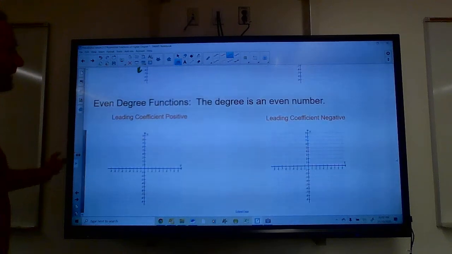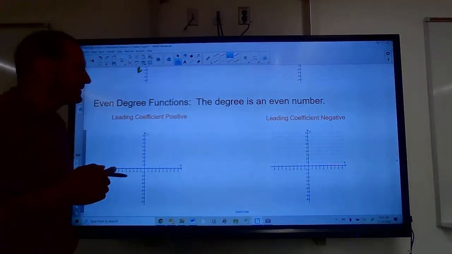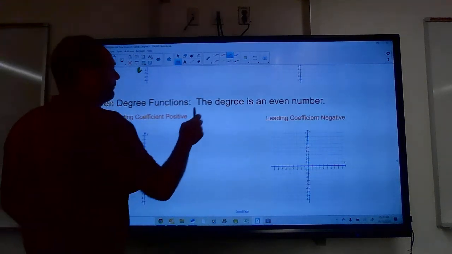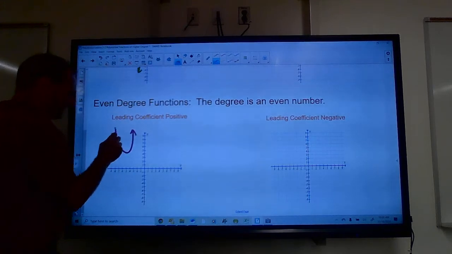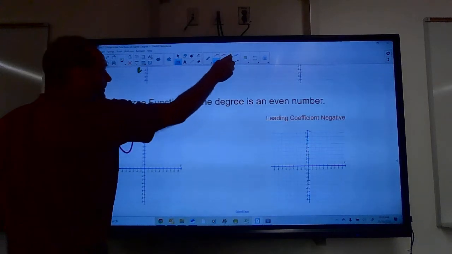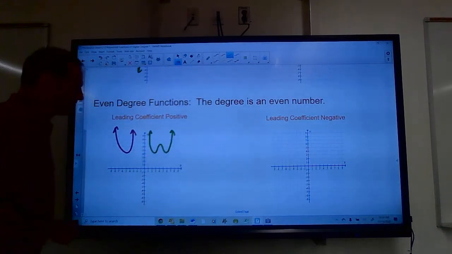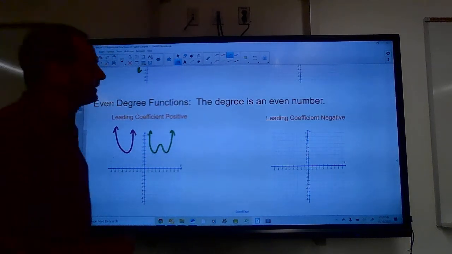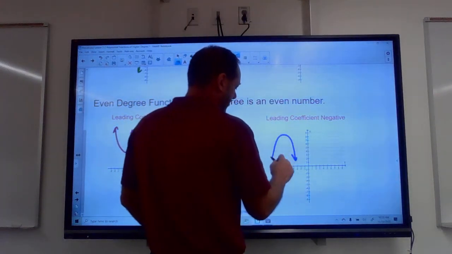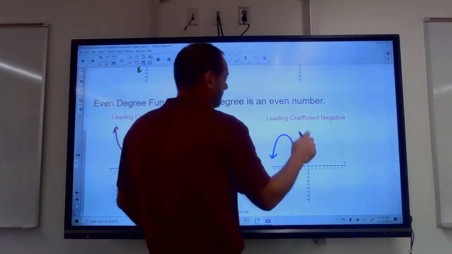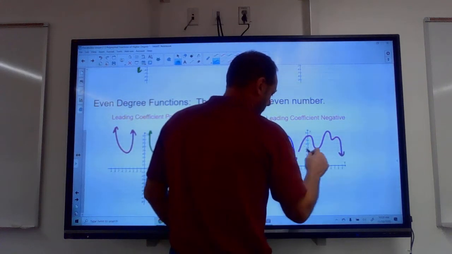If it's an even degree, so this would be an x squared, x to the fourth, x to the sixth, and the leading coefficient's positive, it will look something like this. It could look something like this. All right, if the leading coefficient's negative, it might look like that. Or it could look like something like this.